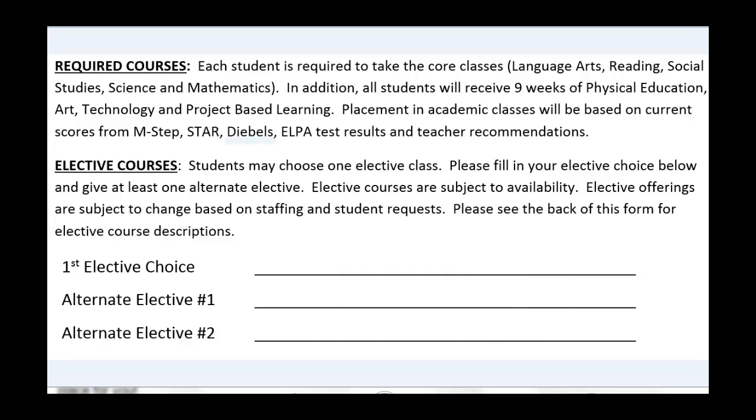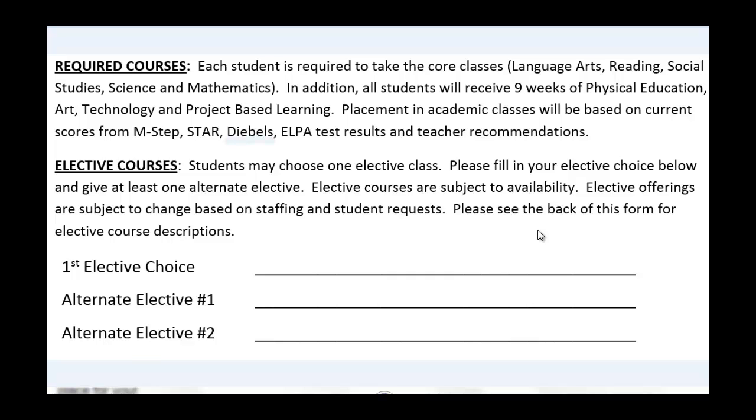All 7th and 8th grade students will be allowed to have one elective class. You'll fill out your elective course in this section of the form. The reverse side of this paper has the explanation of the different elective courses we'll be providing at the middle school next year. Please understand that elective courses are subject to availability. This means that they're filled on a first-come, first-served basis. The sooner you get this form signed and returned back to your teacher, the better your chance is of getting the elective class you would like to have.